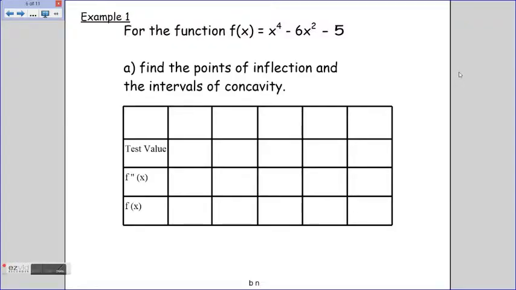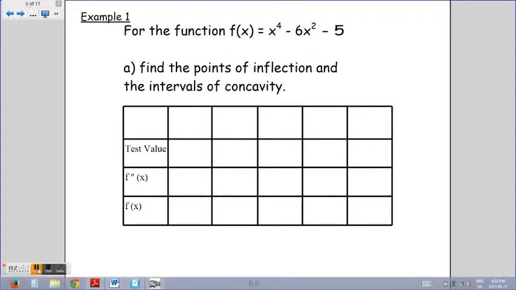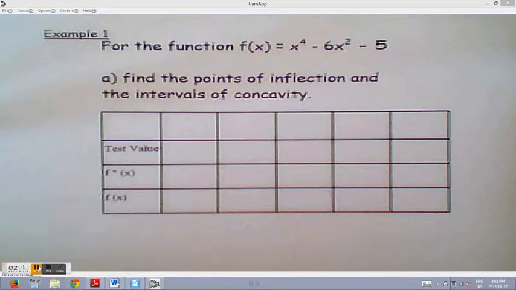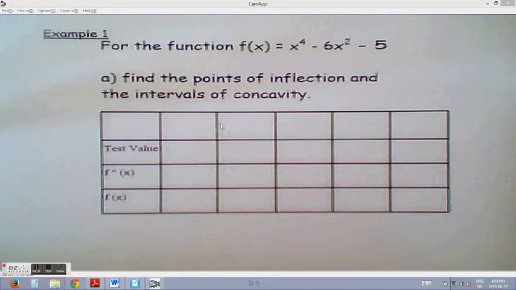Let's take a look at an example. Example number 1: for the function f of x equals x to the exponent 4 minus 6x squared minus 5, we want to find the points of inflection and the intervals of concavity. As soon as we see points of inflection and concavity, we know right away that we're going to need to find the second derivative. So the first thing we should do is find the second derivative and the points of inflection, and then find the intervals of concavity.